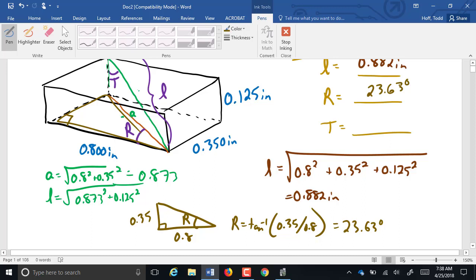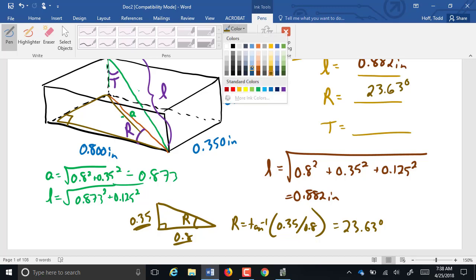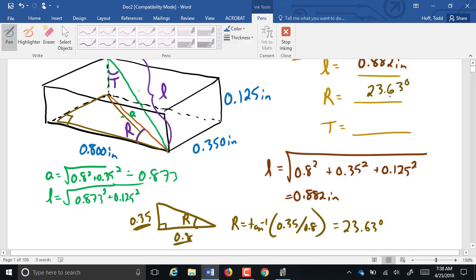What did you use to find it? I was going to say inverse tangent, if you have 0.35 and 0.8. So you had to grab a wrong number somewhere for that. So you got 66.37. Yep. It's just the complement of that, by the way.